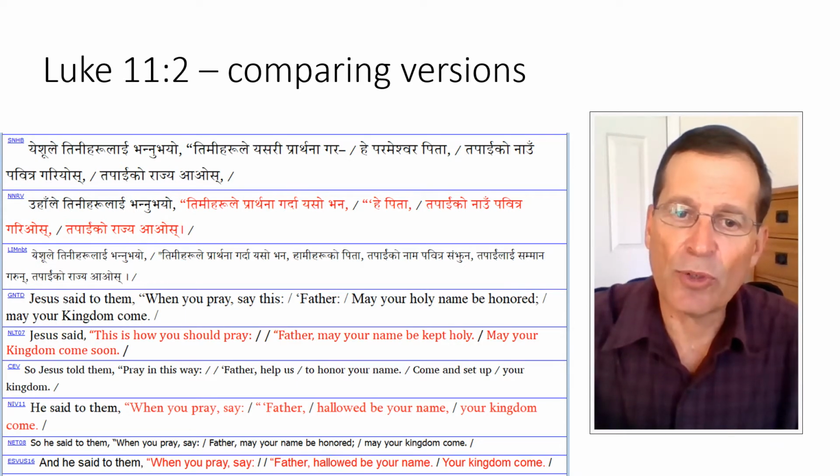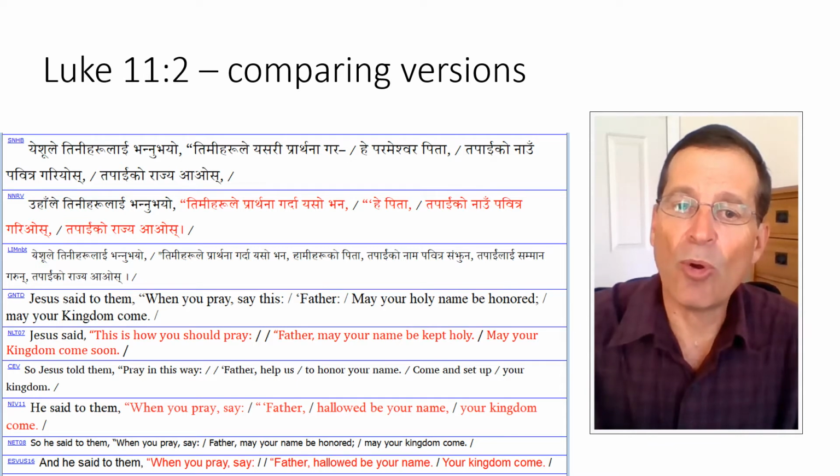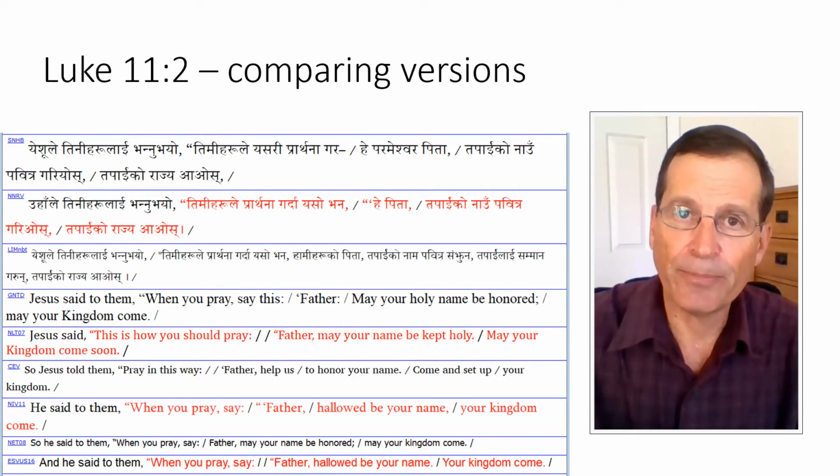The next English version, GNT, says, may your holy name be honored. So they use the word holy. LT says, may your name be kept holy. The next one, CEV, says, Father, help us to honor your name. Now, that version does not use the word holy, just to honor your name. NIV says, hallowed be your name. Once again, the word holy is not there, but this word hallowed is.